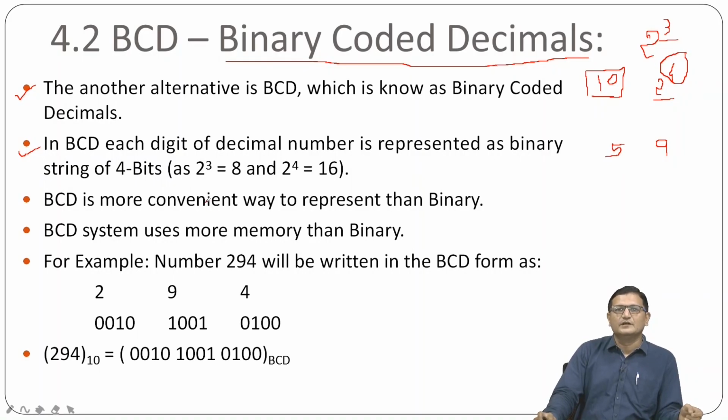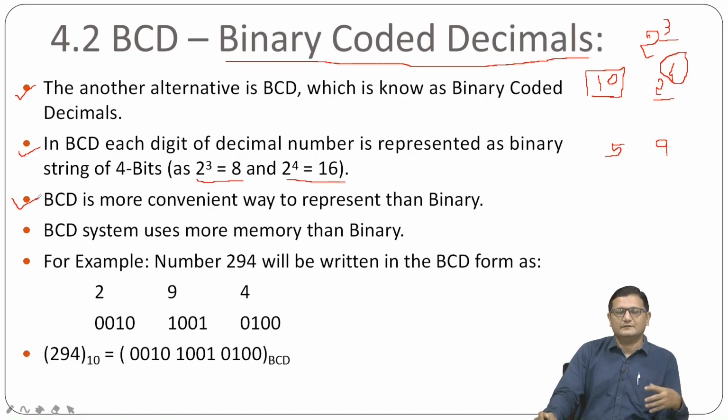So 3 bits are not sufficient, because with the help of 3 bits we can represent only 8 symbols. That's why in the octal number system we are satisfied with 3 bits, because in the octal number system there are only 8 symbols. But if you want to represent a single digit of the decimal number system in binary format, we have 10 symbols. So 3 bits are not sufficient, so we will use 4 bits.